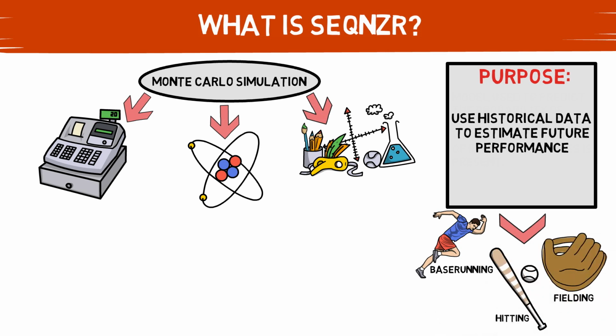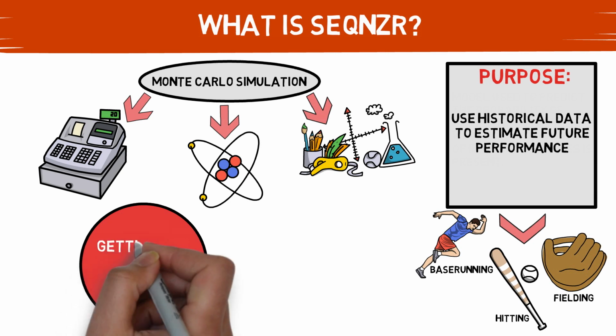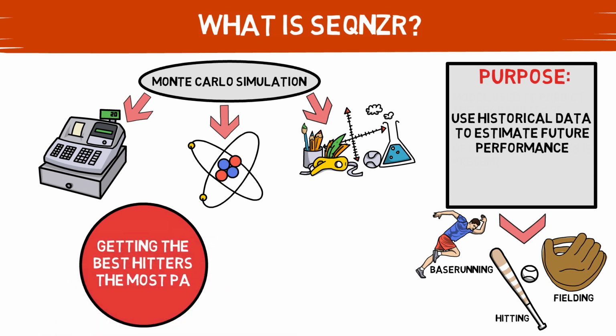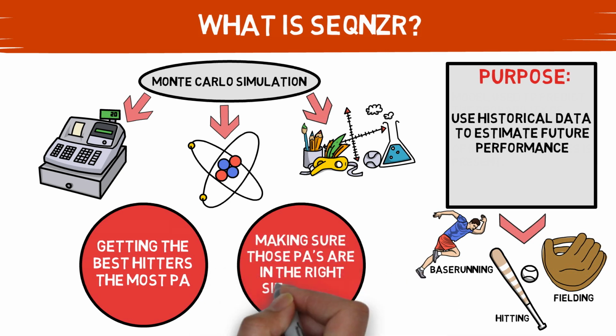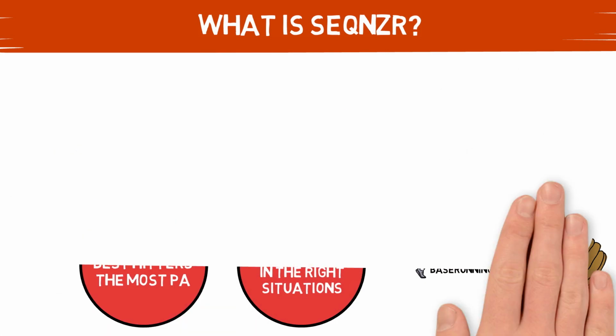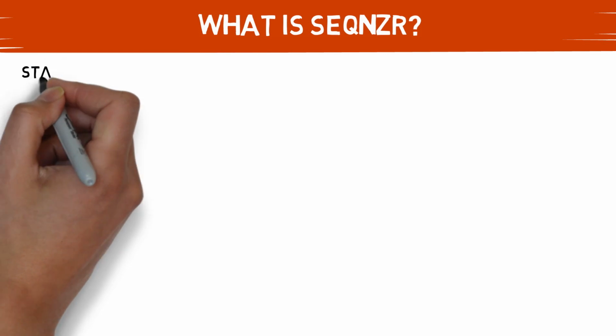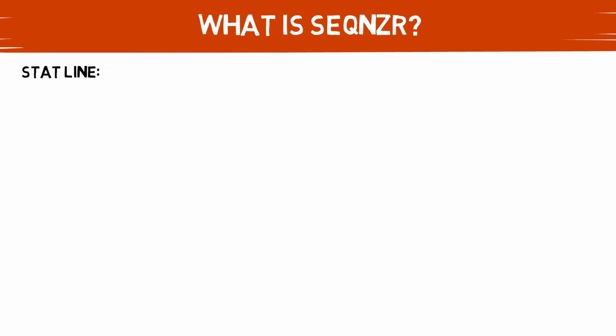Seqnzr's goal is to help you come up with the best lineup that you can, which I'll refer to as optimizing your lineup. To do this, we'll focus on getting the best hitters, the most amount of plate appearances, and making sure that those plate appearances come up in the right situations. To better understand this concept, let's take a look at a quick example.